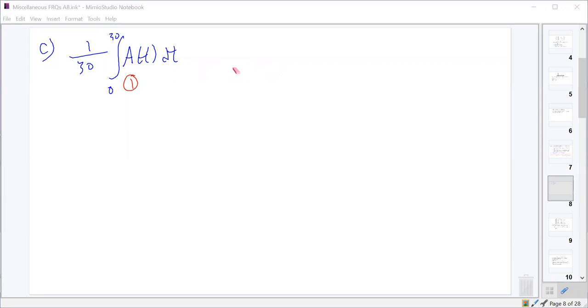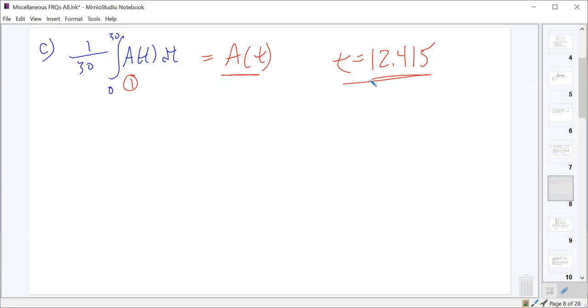You had to get the integral, and you had to figure out when A of t is equal to that. That happened at t equals 12.415. Because it says find when the average amount is equal to the actual amount. So take the average value, set it equal to the function A of t, graph y equals this number, graph A of t, and they intersect at 12.415. Sorry about that. Okay, thanks. Good or no? Yep.